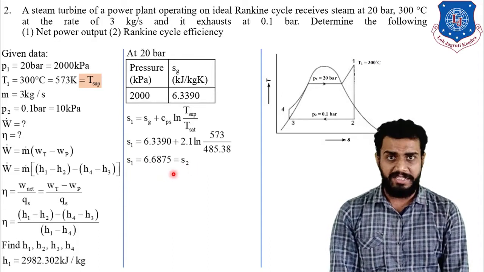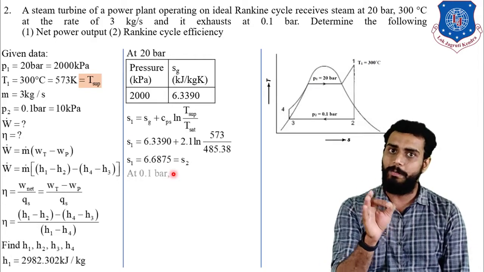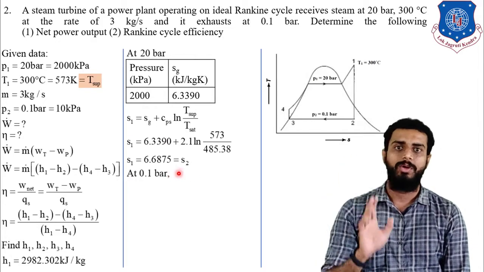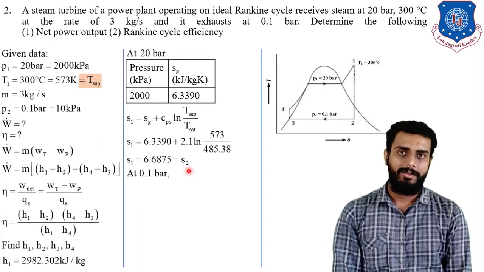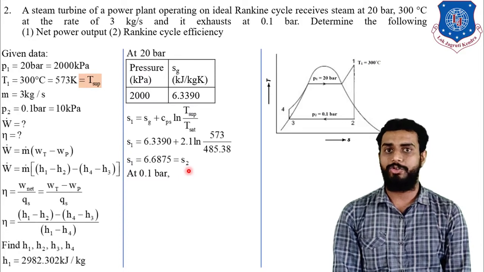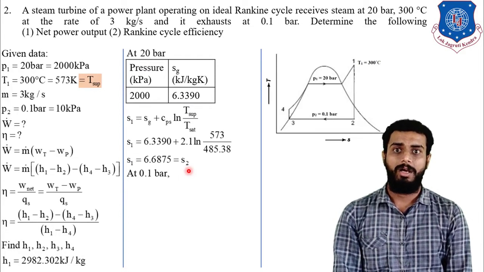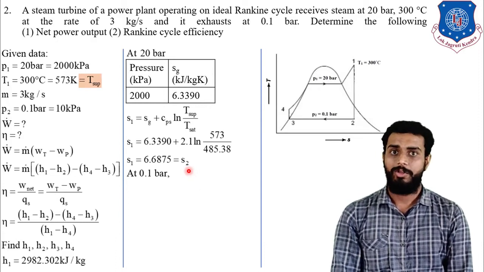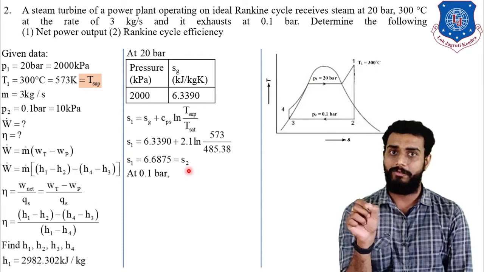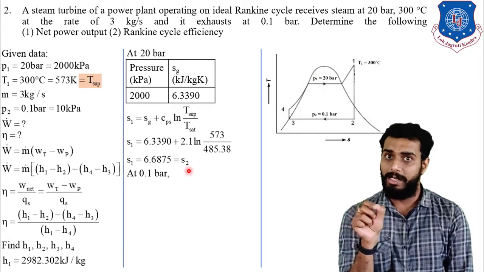Okay, now what is the equation for S2? Point 2 is in the wet region, so the equation for S2 is equal to Sf2 plus X2 Sfg2. Okay, so here you should know the value of Sf and Sfg, because now we want to find out X2 using the entropy of point number 2. We already have S2, we have to find out Sf and Sfg at point number 2.